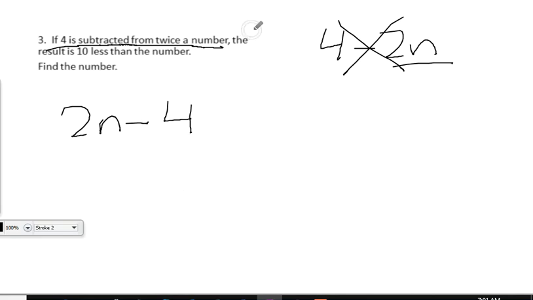Okay, now the next part, and then the result is, okay, so that's our equal sign. The result is 10 less than the number. Okay, you guys remember whenever it's the less than, we have to be very, very careful that we write this correctly. 10 less than the number.